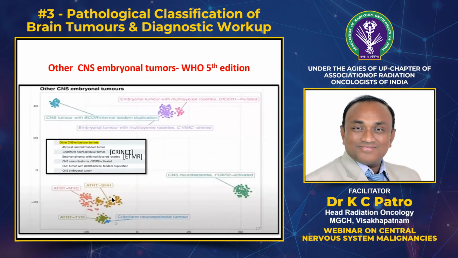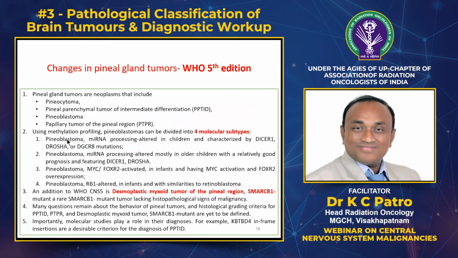You can see this ATRT has again 4 subgroups: MYC, SHH, TYR, and cribriform neuroepithelial tumor. These are the various subgroups, and these are the other tumors. If you are interested, you can again go and study the embryonal tumors.